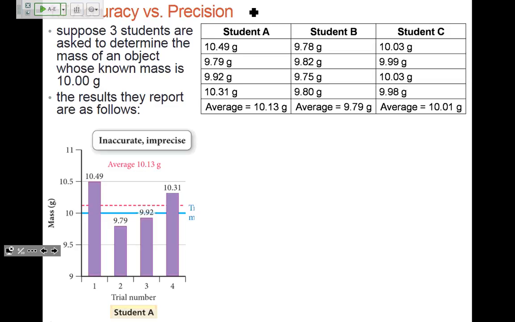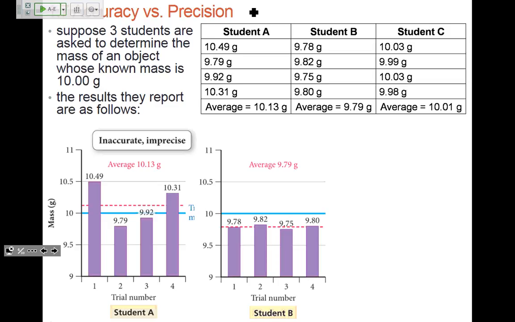it's not very accurate, depending on what we consider accurate. So it's off. And we can also say it's not very precise. They're getting numbers kind of all over the board. Versus, we can look at student B. Student B is getting about the same measurement for all 4 measurements, but it's not accurate. So it's precise, but it's inaccurate.